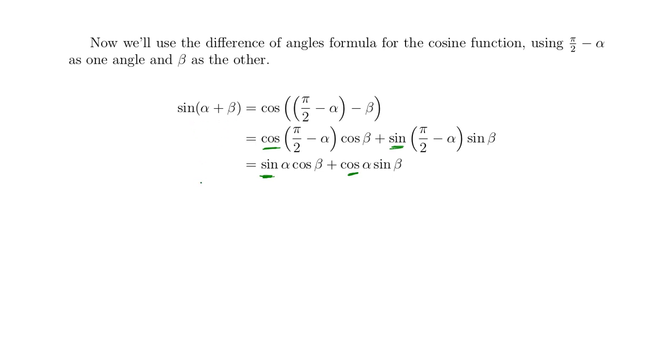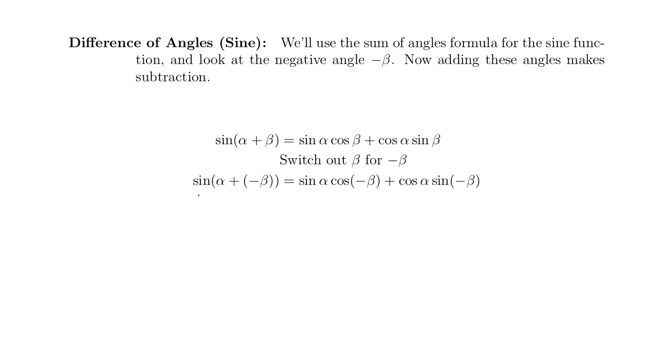So that's pretty neat. And then lastly, difference of angles. We're going to do the same thing that we did earlier. We're going to say, hey, beta could be negative. Let's just make them all negative. So we're going to take all of these betas and switch them out for negative betas. So bang, bang, bang, there they are.